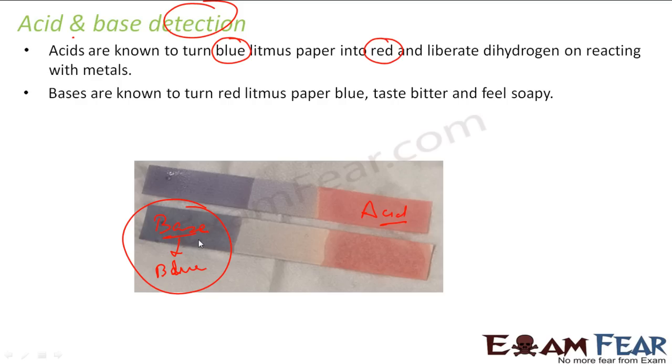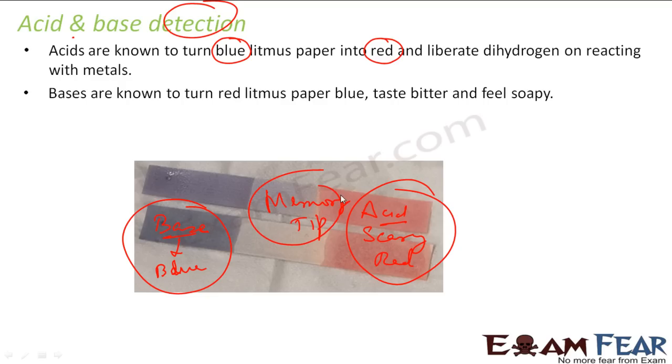Acid, the sound itself is scary. The scary color is red. So if something makes things red, that means acid. Just a memory tip. If you want, you can follow it, else you can ignore it. So base, blue, match color. Acid, scary means red. Anything where the end color is red is acid, and where the end color is blue it is base.